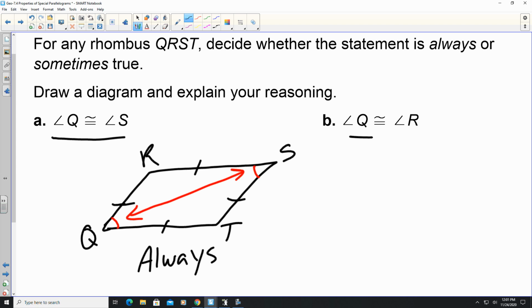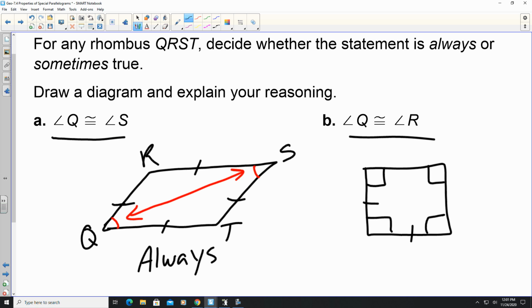All right, now looking at part B, they want to know if angle Q is congruent to angle R. By the looks of the drawing that we just did for A, it would not be true. But is there a situation where I could have a rhombus and it would be true? So here's a situation where if you had a rhombus, but you had four right angles, so essentially, if your rhombus was a square, Q and R would be congruent. So part B would be sometimes.